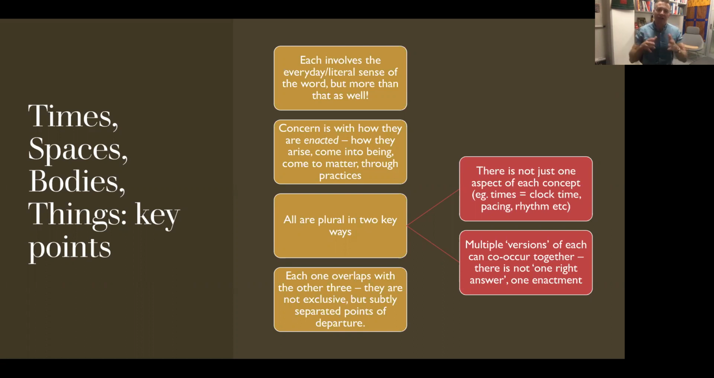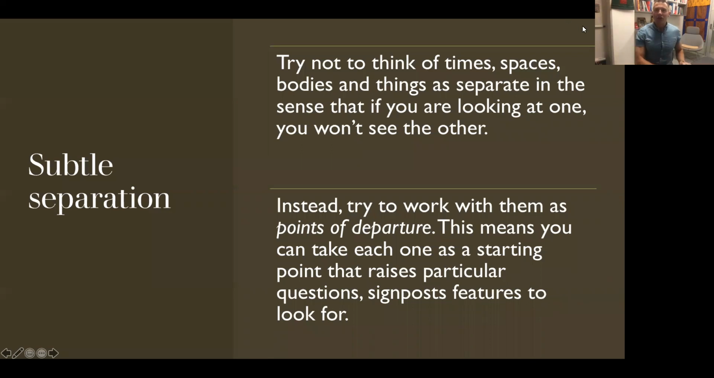And finally, each of these four things overlaps with the other three. They're not exclusive. So it's not like when you look at times, spaces, bodies, and things disappear. Absolutely the opposite. I'm going to say that they're subtly separated points of departure. And I'm going to say a bit more about that. So try not to think of times, spaces, bodies, and things as separate, in the sense that when you're looking at one, you don't see the other. I would suggest you try and work with them as points of departure.